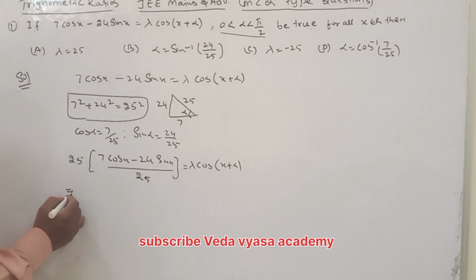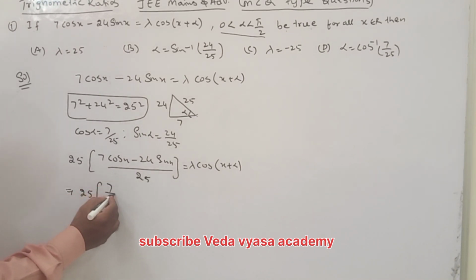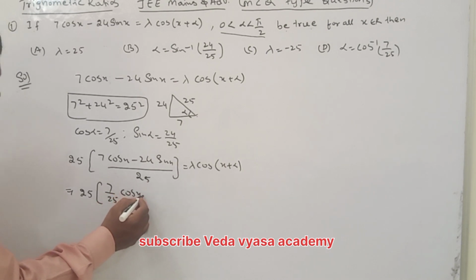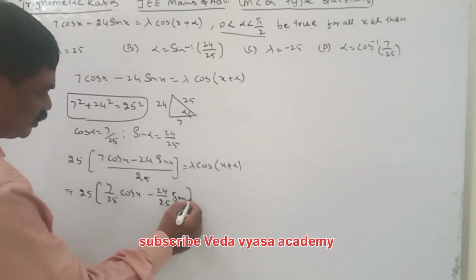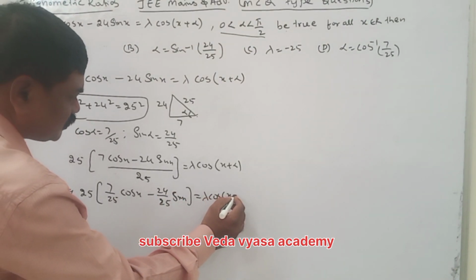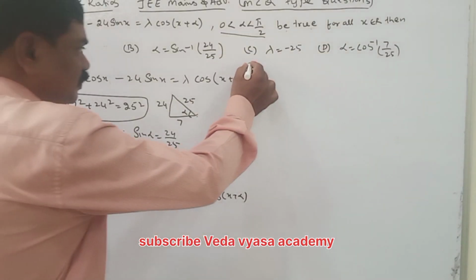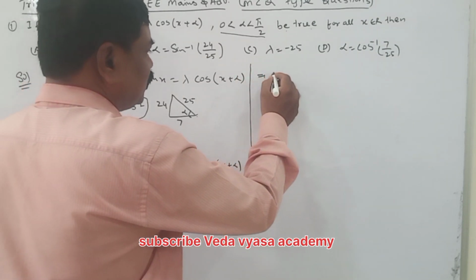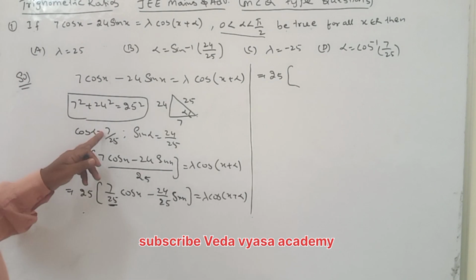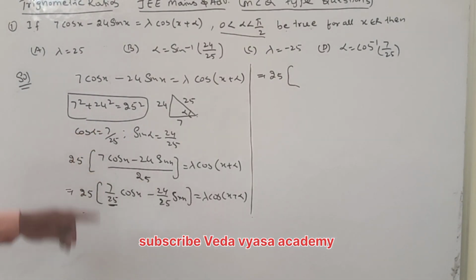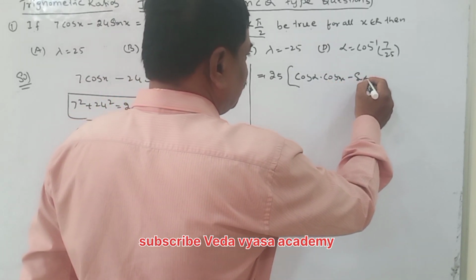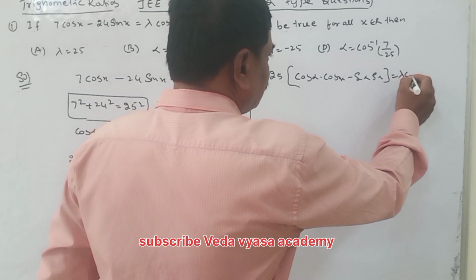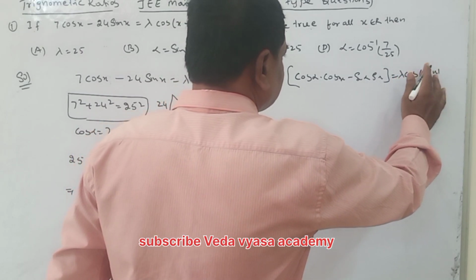So we write this as 25 times (7 by 25 into cos x minus 24 by 25 into sin x) is equal to lambda into cos of (x plus alpha). You can write this as: 25 into 7 by 25 is what? Cos alpha. So cos alpha into cos x minus sin alpha into sin x is equal to lambda into cos of (alpha plus x), or (x plus alpha).